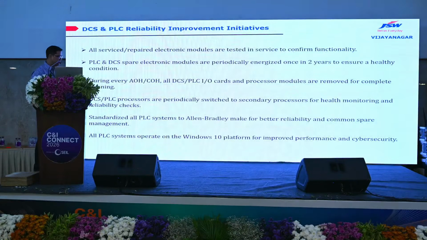So in our best practice, all the electronic cards, DPO cards, when we send them to the vendor for service, we install them during shutdown time and check all of this. Or we have stored the DPO cards, AI cards, DI cards. We check in the shutdown whether they are working or not.